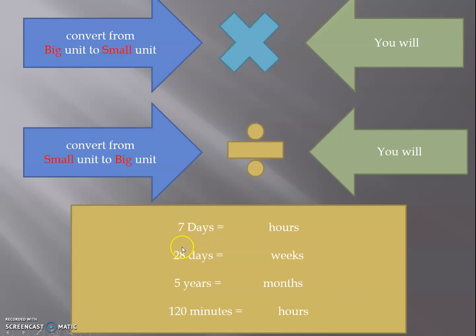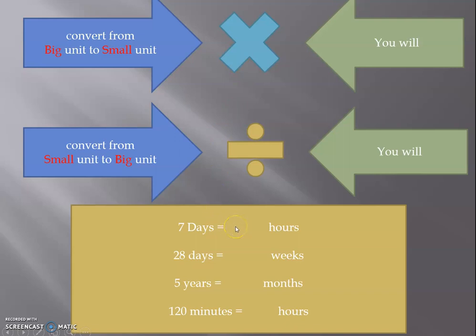I'm giving you some examples to refresh your mind. If you want to stop the video and solve by yourself, it's okay. Then check your answers with the answers I'm going to provide. 7 days equals how many hours? I have the days and I want to make it into hours. Day is bigger than hour, so I will convert from big to small. It means I'm going to multiply.